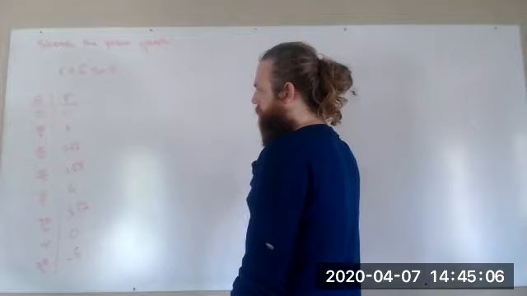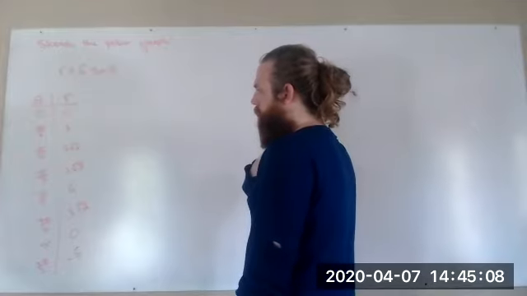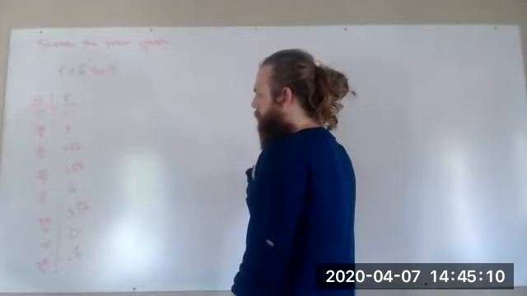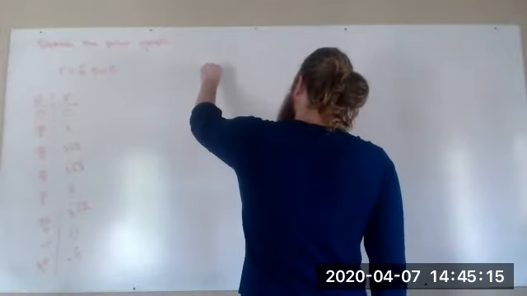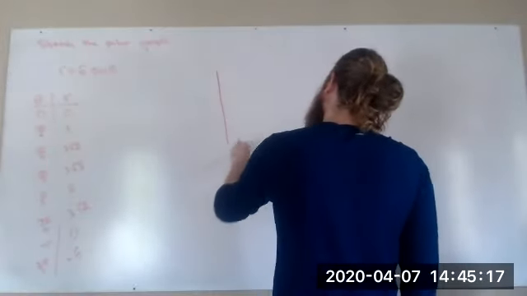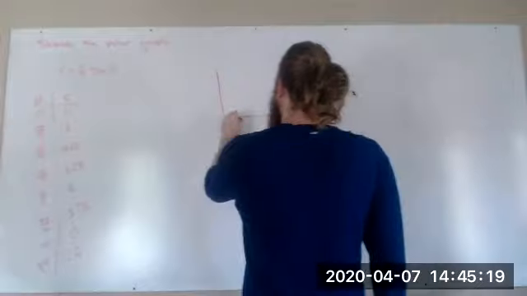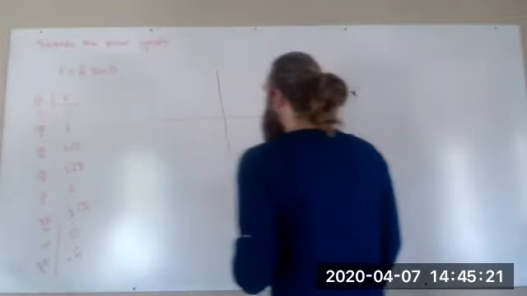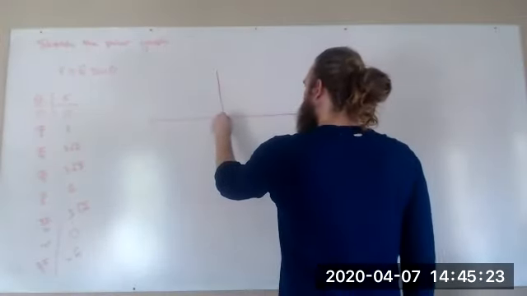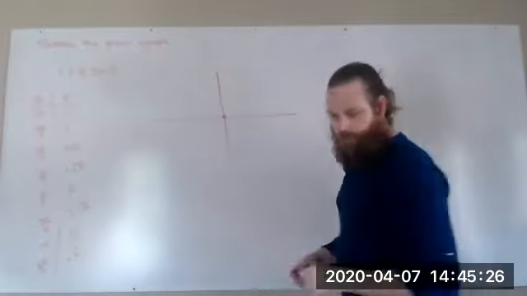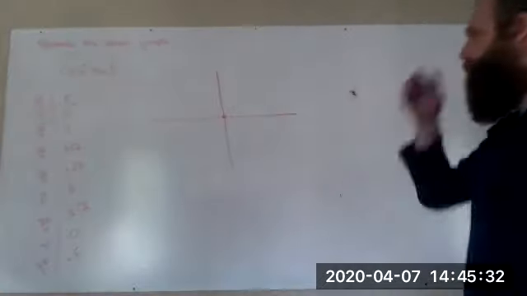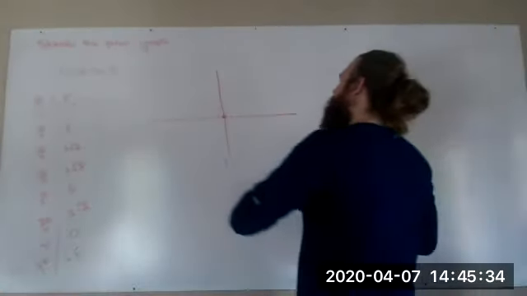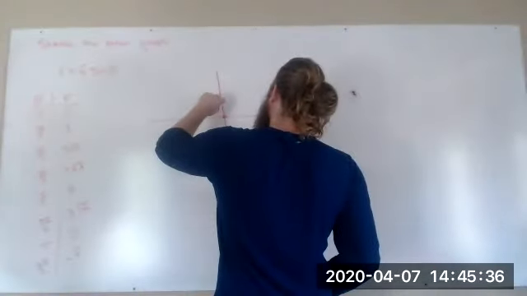Good. Looking good. So let's go ahead and start plotting these points. We start at 0, 0, right? Theta is 0 and r is 0, so that's keeping me at the origin there. I might need a little more space here.